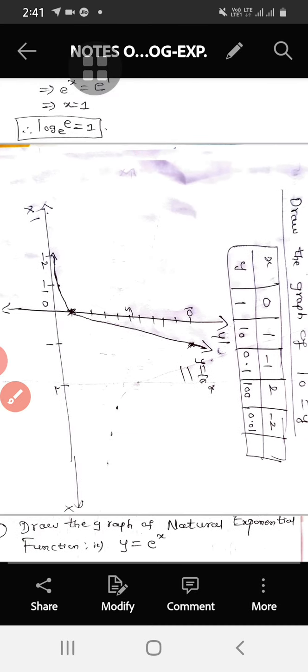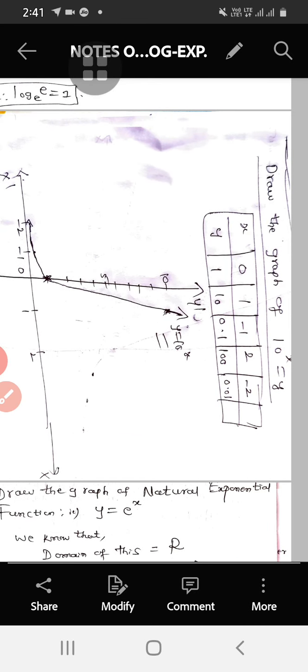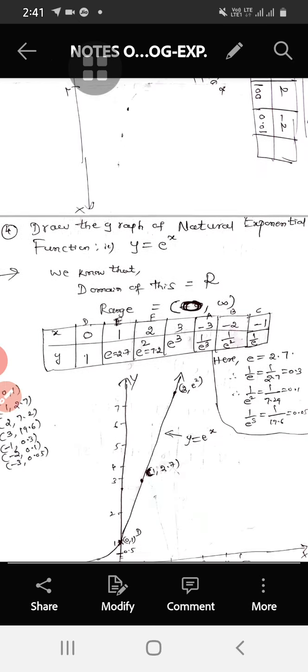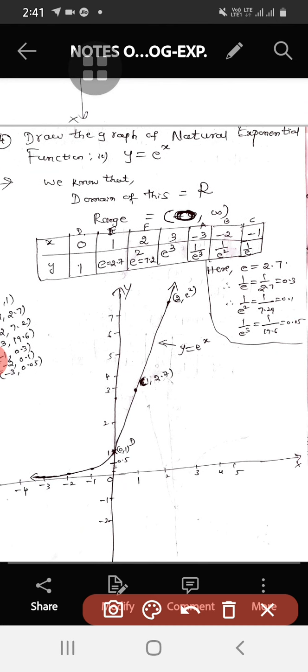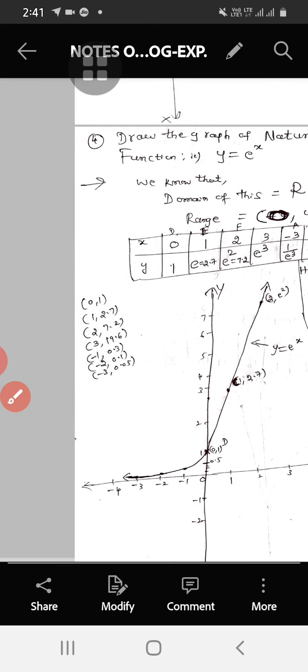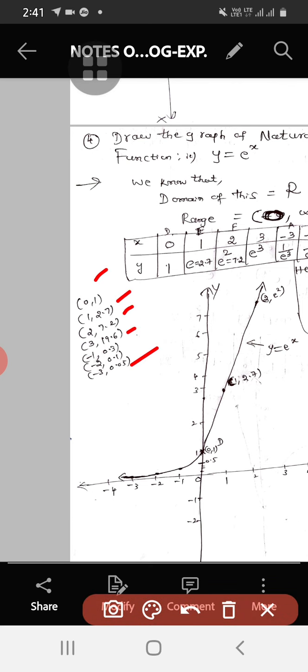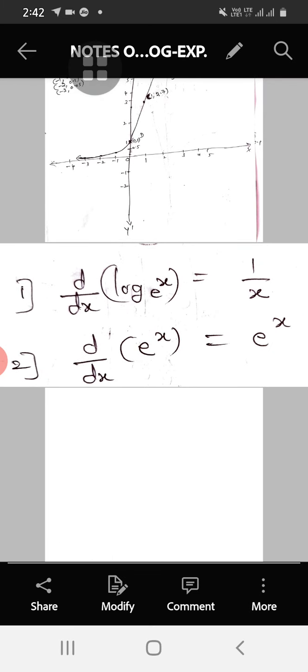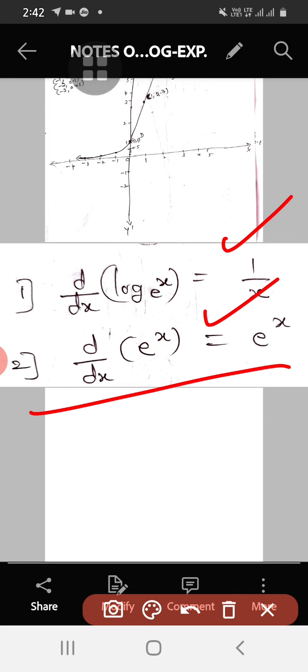Then we have drawn the graph of y is equal to 10 to the power of x. At the end we have drawn the graph of the exponential function y is equal to e to the power of x. We have to consider the value of e as 2.7 to calculate all these values. Here I have calculated the values of y. It increases and we get a graph of this kind. The derivative of log x is 1 by x, and the derivative of e to the power of x is e to the power of x.